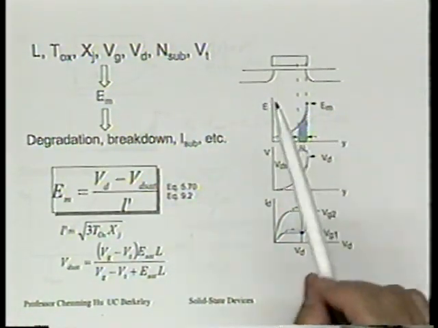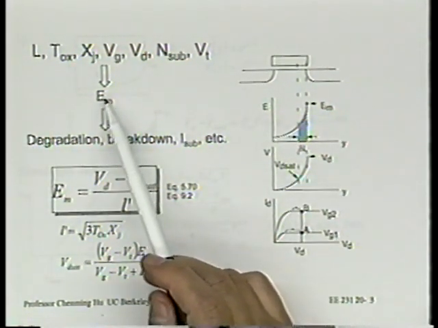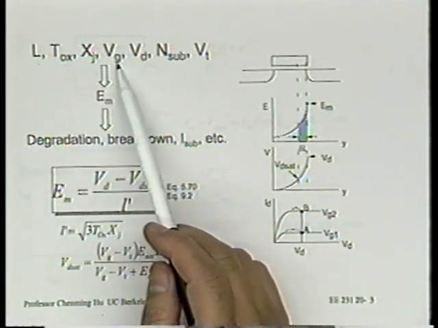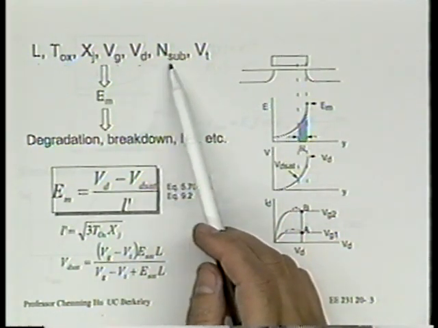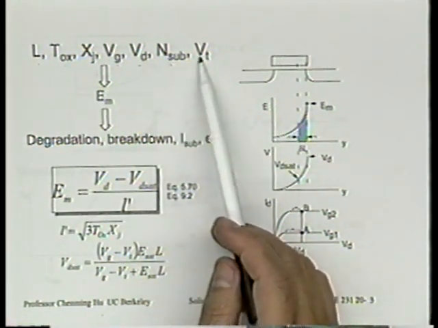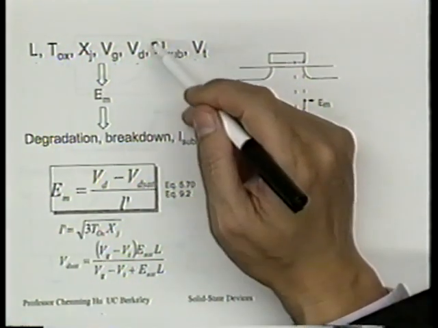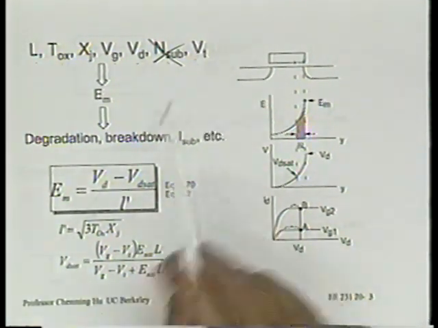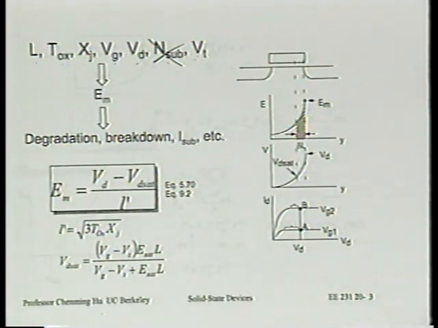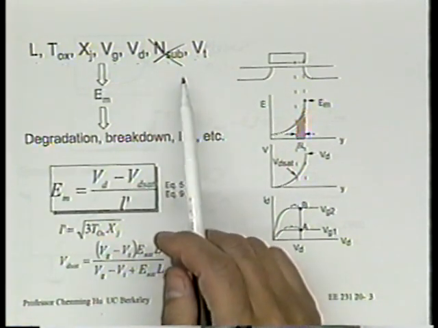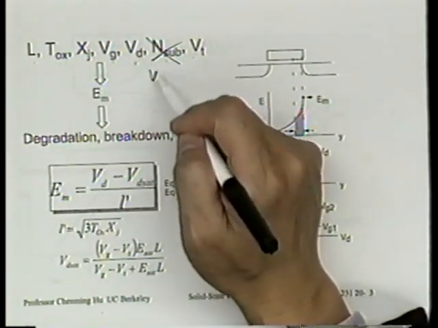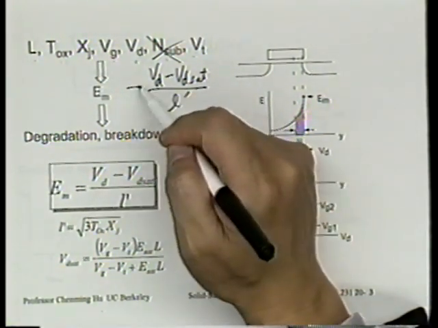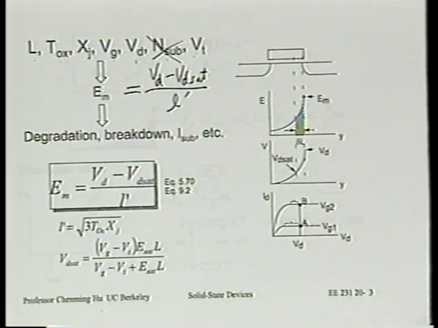All right, so to summarize, we now have a model that gives us EM. If you know L, you know Tox, you know Xj, you know Vg, you know Vd. If you know N sub, mainly because you need to know that to get Vt, you don't need Vt otherwise you won't know Vd set. Is that right? Okay. If you know these things, then you will know Vd, you will know Vd set, and you will know L prime, and that is equal to EM, right? There's no unknown at all.